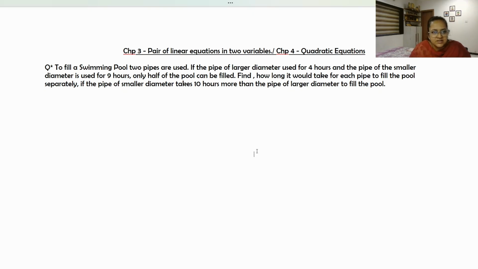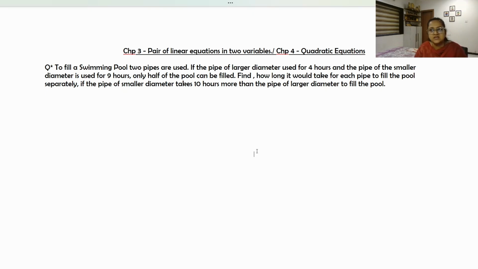Okay. So the question says to fill a swimming pool, two pipes are used. If the pipe of larger diameter used 4 hours and pipe of smaller diameter used 9 hours, only half of the pool can be filled. However, we have to find out how long would it take for each pipe to fill the pool completely or separately if the pipe of smaller diameter takes 10 hours more than the pipe of the larger diameter to fill the pool. Let's take another reading, okay?